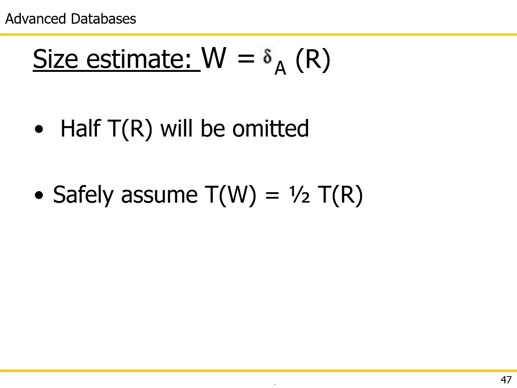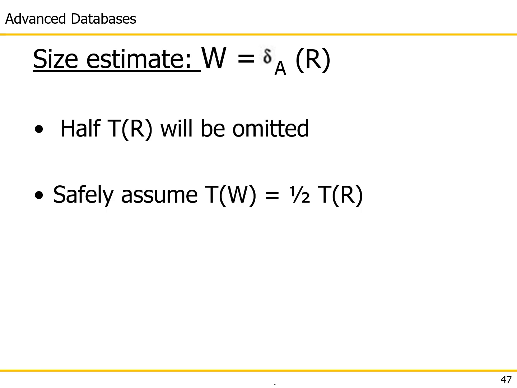What about this guy? We have seen it before in the first few slides. This is the distinct operator. Now, if the table has no duplicates in this column A, then I will get the whole table back as the size of my W. If the table is all duplicates, then I will get an empty result set.